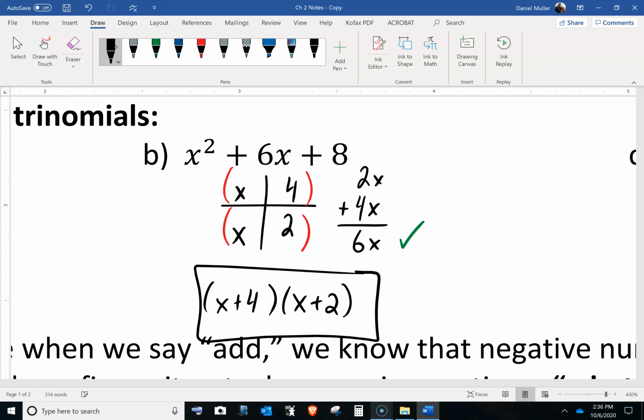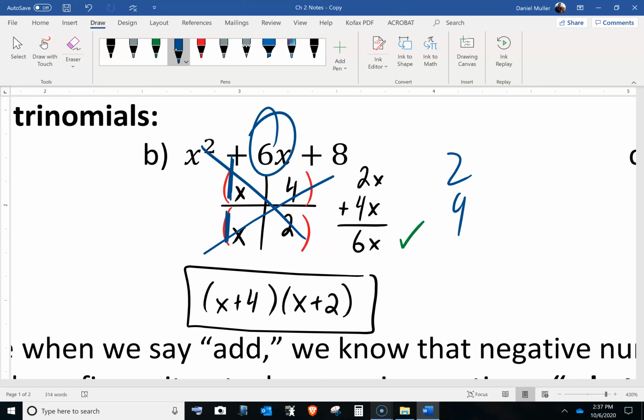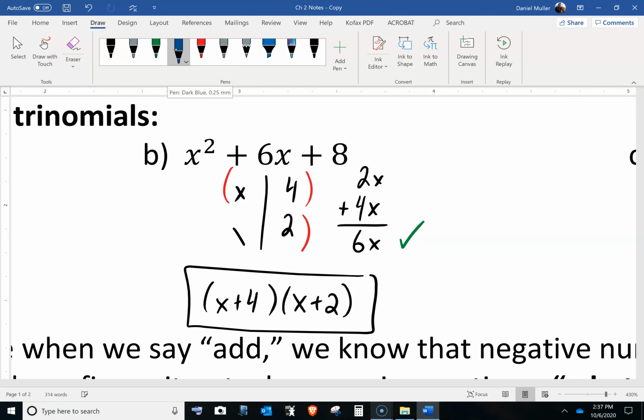Now keep in mind, when you do these diagonals, you don't have to just use the x. This is also considered a 1 in front. 2 times 1 is 2. 1 times 4 is 4. 2 plus 4 is 6. And you can just look at the numbers. You don't even need to have the x. Now I'll keep writing the x, but it's not actually necessary. So let's try this again here. Let's try the next one.